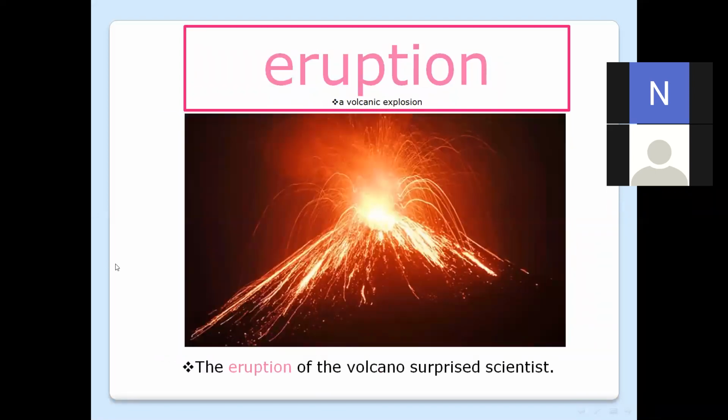Next one, eruption. Eruption is a volcanic explosion. The eruption of the volcano surprised scientists.